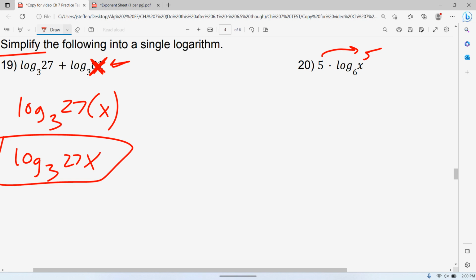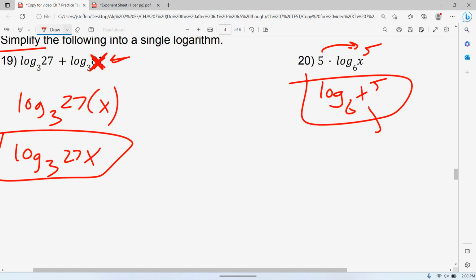So this next one, that 5 goes up as an exponent, so it's log base 6 of x to the 5th, and that's literally all you can do with that one. That's all you need to do is simplifying. If this was a number instead of an x, I would appreciate it if you simplified. So if it was like log base 6 of 3 to the 5th, I would appreciate it if you simplified 3 to the 5th and put 243. But if it's just an x, you can't really do that.